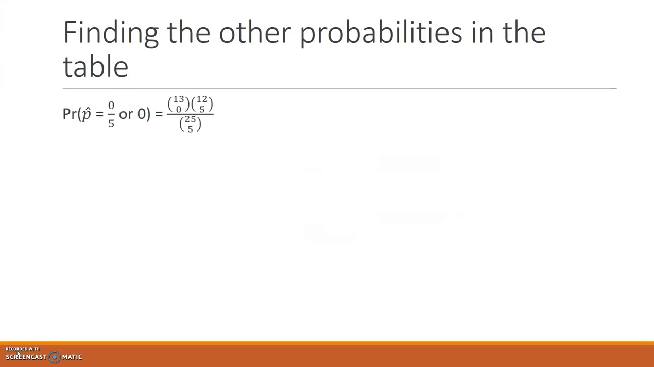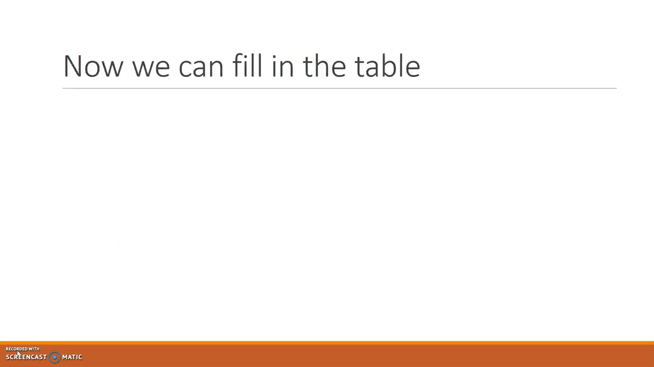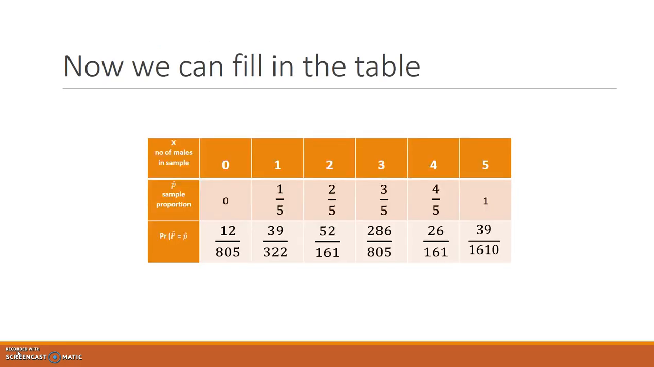So here are all of my other probabilities, written in a more mathematical way. Probability that p hat is 0, 1, 3, 4, and 5. Now we can fill in the table. This is what it looks like. So you can see that all the probabilities I just found are recorded in the table under the relevant sample proportions, and my sampling distribution is complete. This table is known as a sampling distribution for the problem.